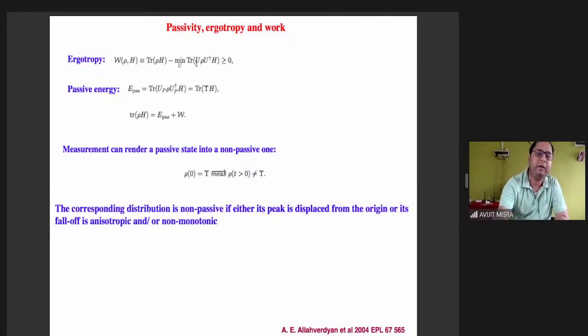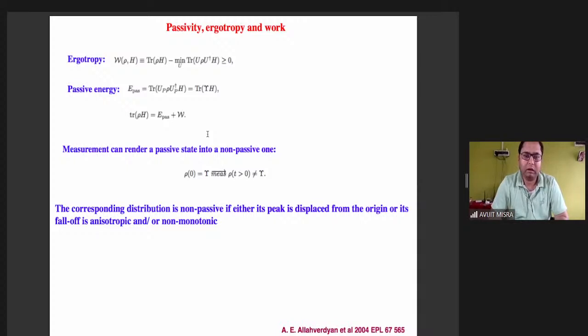The maximal extracted work by unitary is called ergotropy. The amount of energy that cannot be extracted is called passive energy, and gamma is the corresponding passive state. Okay, the famous example: a Fock state distribution which falls off monotonically with the increasing Fock number.